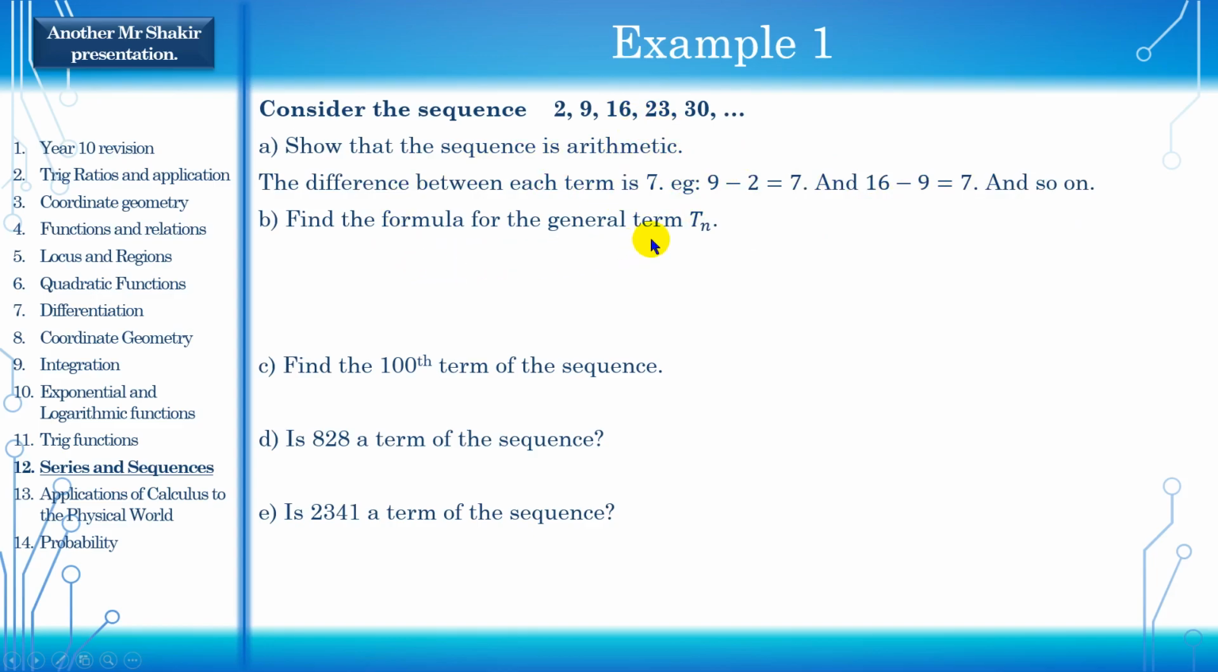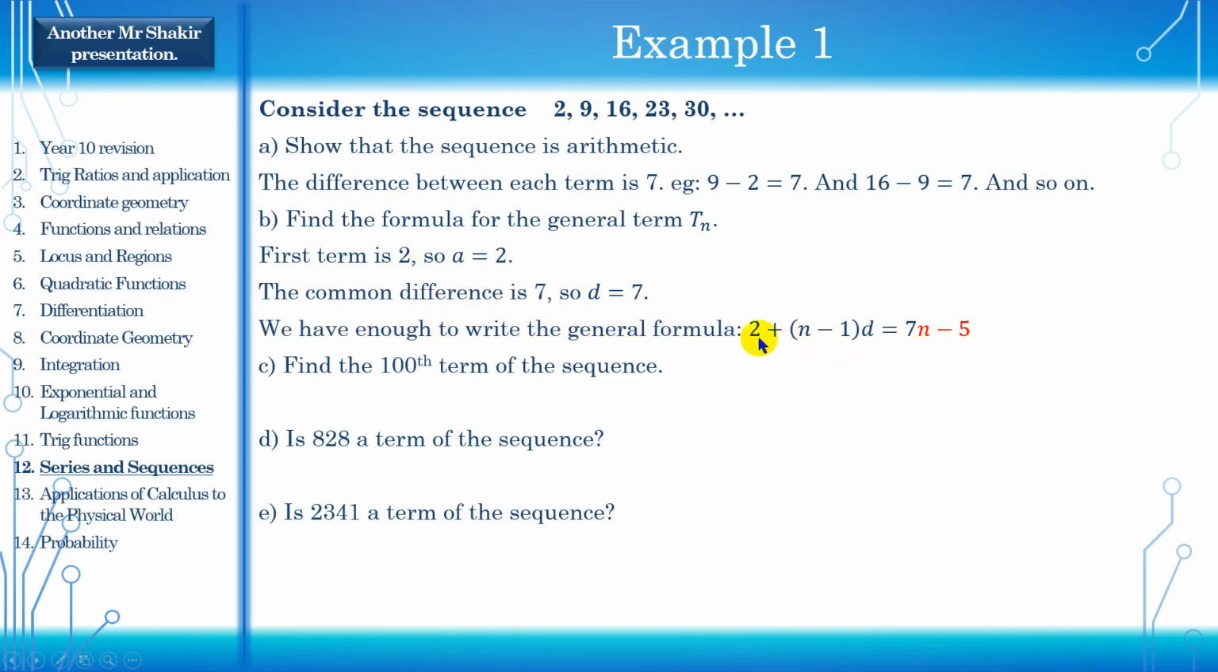Find the formula for the general term T of n. Well, we know A, we know the difference. If we know A and the difference, we can simply write it down. So that, expand, simplify, easy.